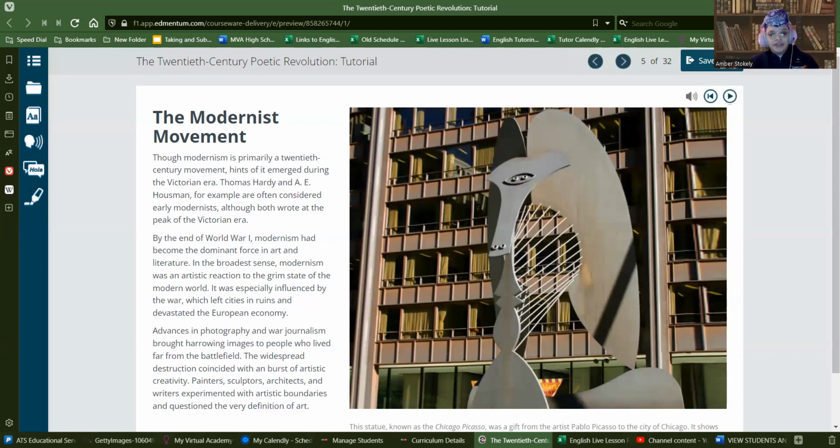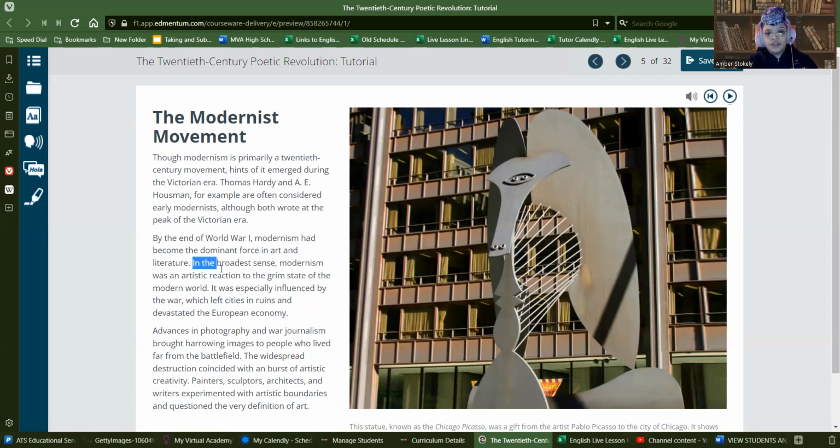So in the second paragraph, they let you know that modernism was the dominant force in art and literature. And we already have read about modernism, especially in war literature from the last lesson. So this is more covering the artistic side and how that affected poetry, because poetry is a little more artistic than just writing stories.